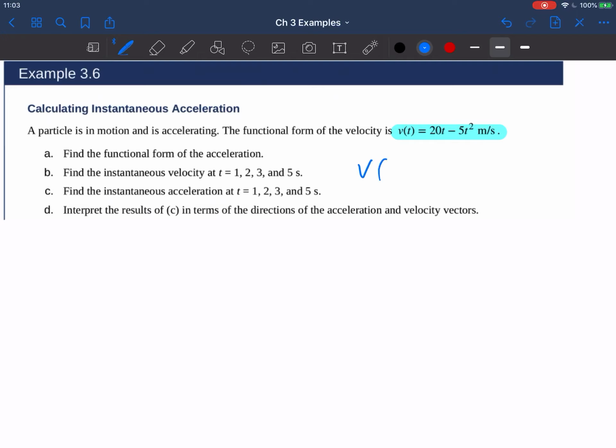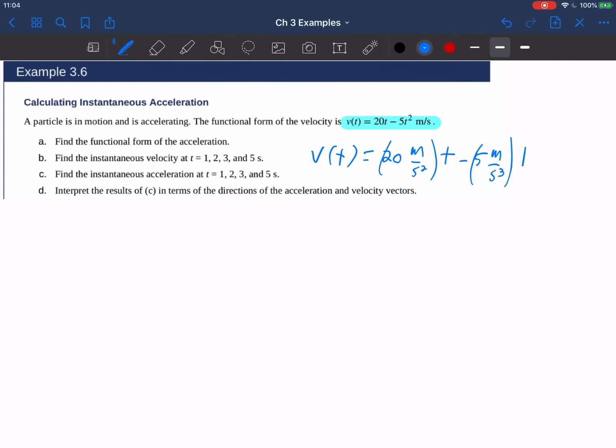So the velocity as a function of time is equal to 20. That 20 must have units of meters per second squared, so that when I multiply it by time, I get units of meters per second, which matches our velocity. And then minus 5, the units of that must be meters per second cubed, right? So that when I multiply it by time squared, the time squared cancels 2 of those seconds, giving me something of meters per second. All right, so I think the units, when I write it in this way, make a little bit more sense.